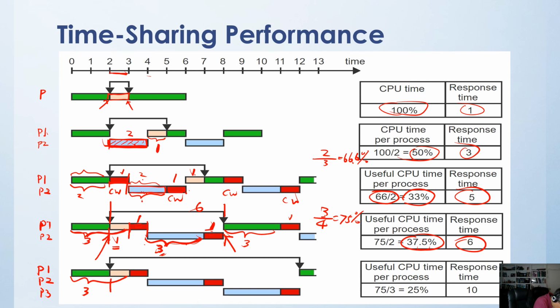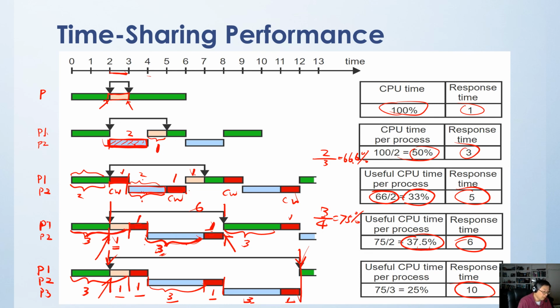So that's the original response time 1, and then the context switching causes 1 unit of delay, and then a delay of 3, and another delay of 1, delay of 3, another delay of 1. So it's 1 plus 1 plus 3 plus 1 plus 3 plus 1. That's a total of 10. So you make a request here, and you respond here. It's getting worse because more and more processes start to share the CPU.